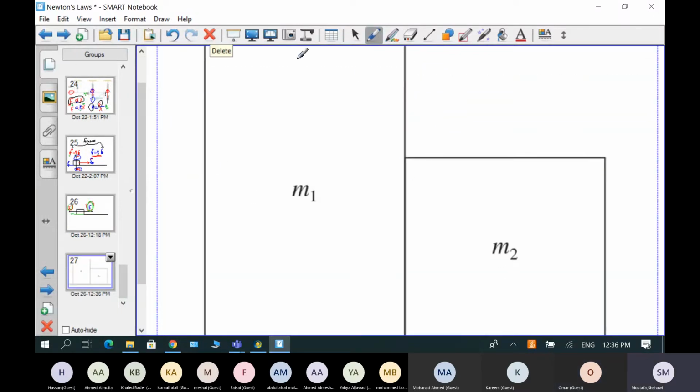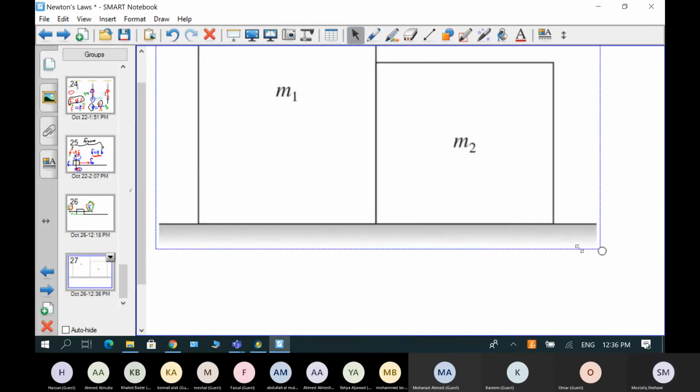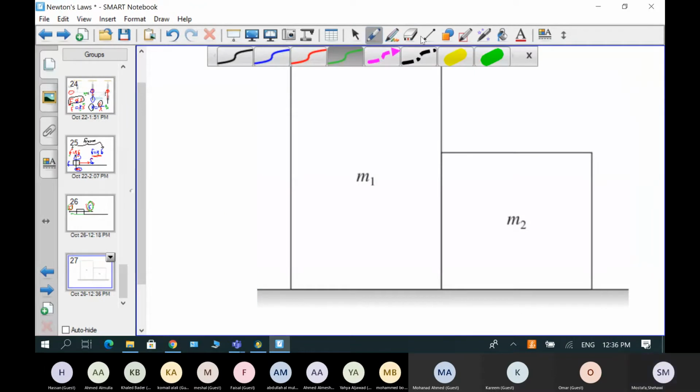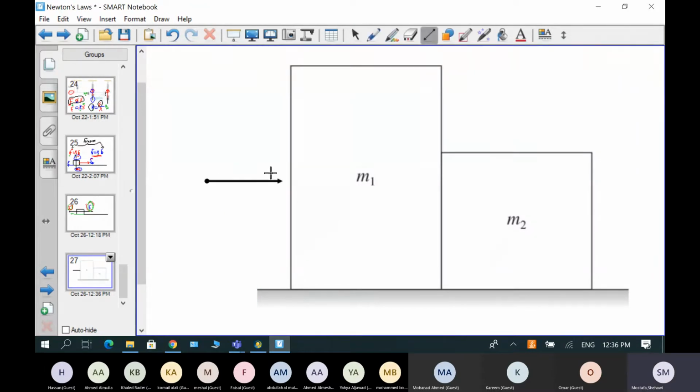I exert a force here of 100 Newton. The force that I'm exerting here is 100 Newton. This 100 Newton will be distributed, there is no friction here, over the two masses. The higher mass will take more of the force. Okay, I will assume that this will take 70 Newton.